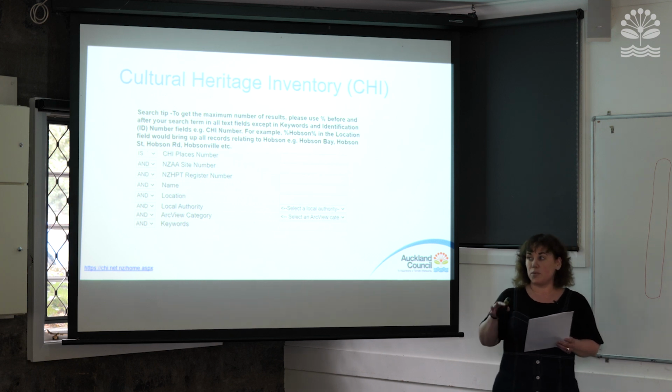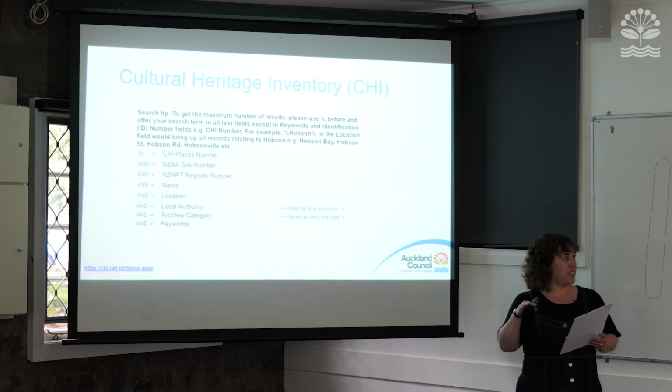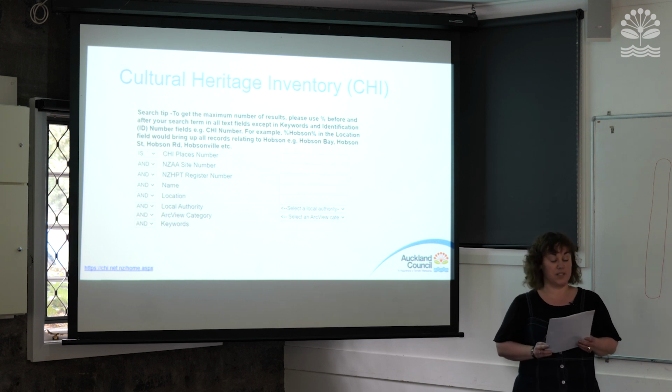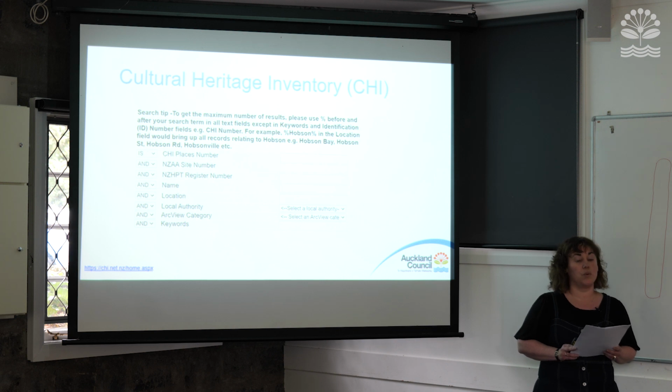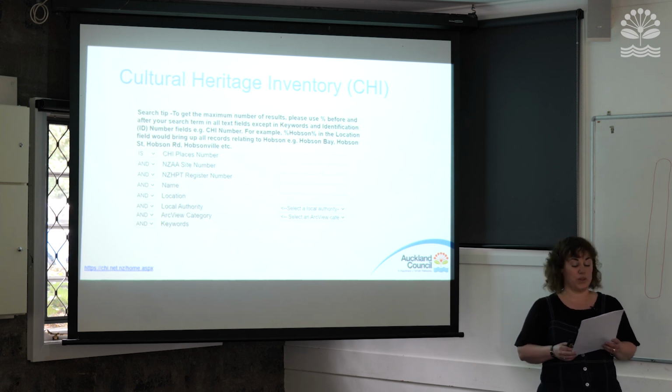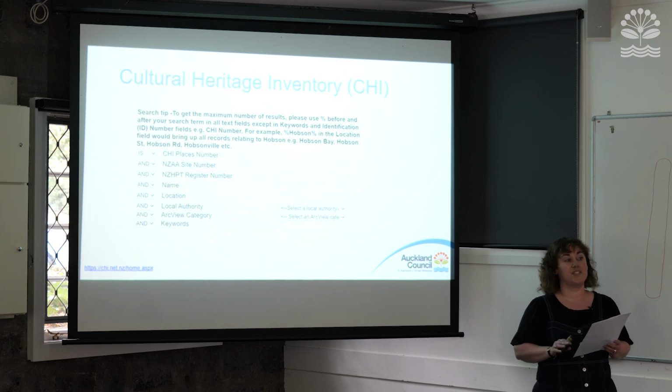So we were talking a little bit before about scheduling and protection and the list. Just to make it clear, a place being on the CHI does not automatically mean that it is protected. There is an overlap, so all properties that are scheduled under the Auckland Unitary Plan can be found in the CHI, but not all properties in the CHI are scheduled under the Auckland Unitary Plan. I hope that made sense.